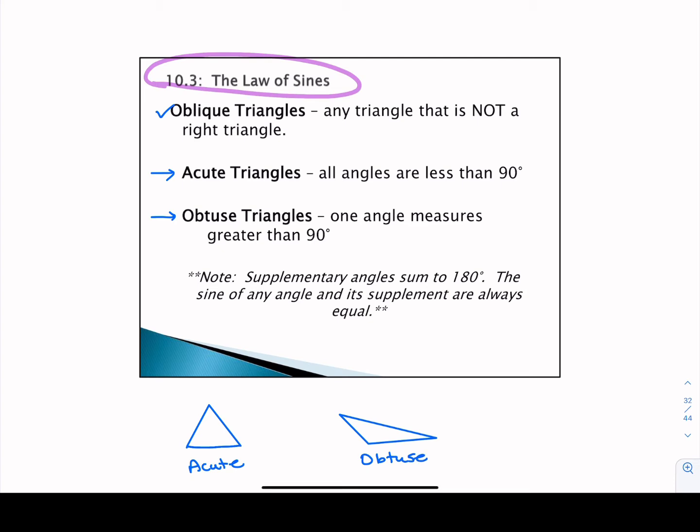The sine law is going to help us solve for missing angles and missing side lengths for acute and obtuse triangles. The reason why we need other laws is because we're not allowed to use Pythagoras' theorem unless we have a right triangle, and we are also not allowed to use the sine, cosine, tangent ratios, SOHCAHTOA, when we have a triangle that again is not a right triangle.